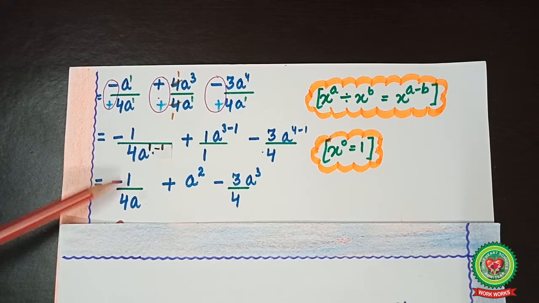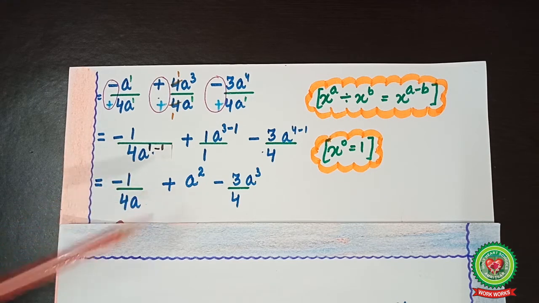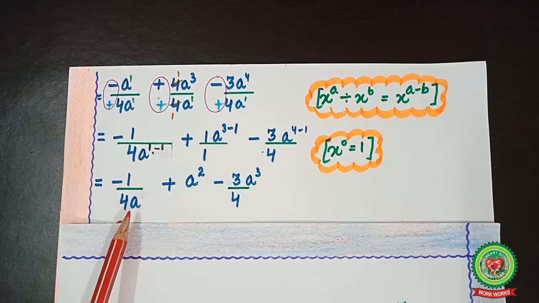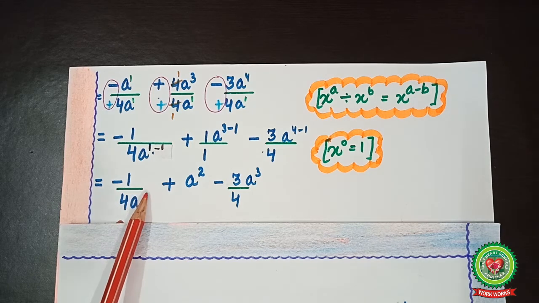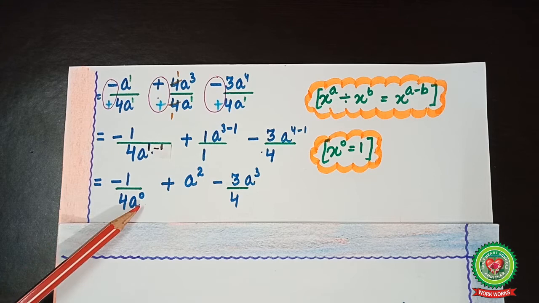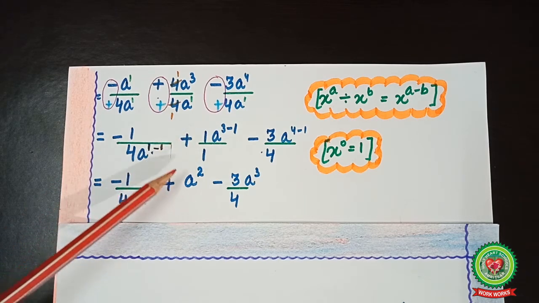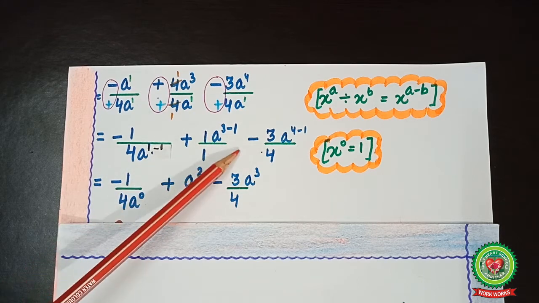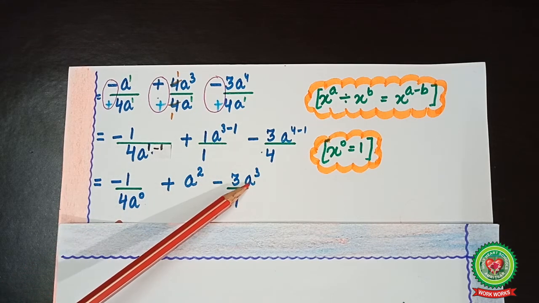So next one is there: minus 1 upon 4, a raised to power 1 minus 1. So you will write here minus 1 upon 4, and 1 minus 1 is what? 0. So any variable raised to power 0 is what? 1, right? So you don't have any need to write here a raised to power 1. So that will be a raised to power 0. So here we have written minus 1 upon 4, a raised to power 0, plus 1 upon 1. If I'm not writing the 1 here it doesn't matter. So you will write here a raised to power 3 minus 1, that is 2, minus 3 upon 4, a raised to power 3, right?